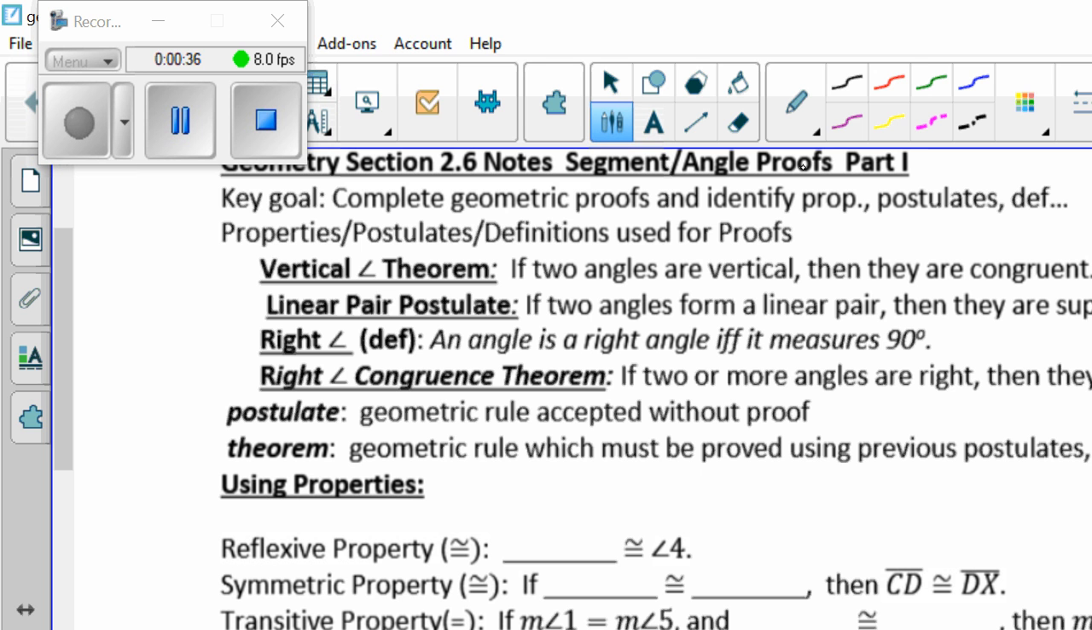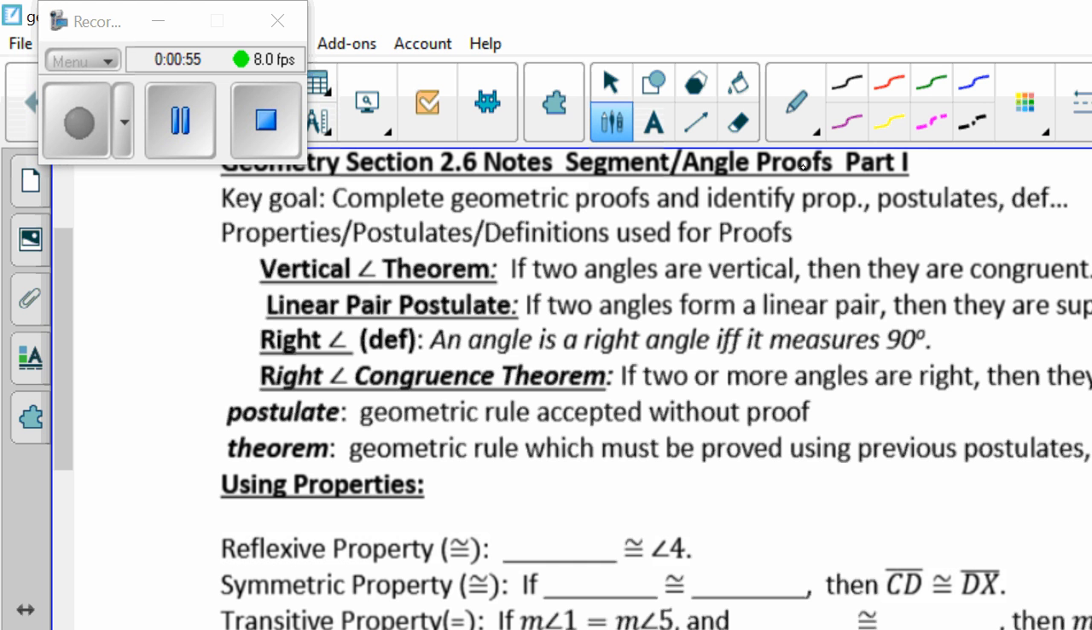We have the definition of right angle. An angle is a right angle if and only if it measures 90 degrees. And then we have the right angle congruence theorem. If two or more angles are right, then they are congruent. Remember that a postulate is a geometric rule accepted without proof, and a theorem is a geometric rule which must be proved using previous postulates, properties, definitions, etc.